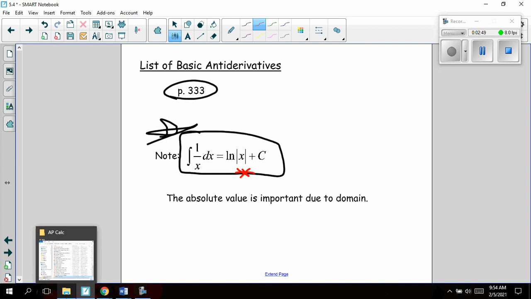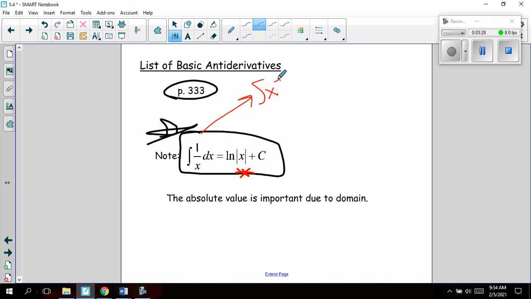In your textbook, page 333 has a huge list of all those antiderivatives. You may have many of these written down, especially if you had the page where you were keeping track of all your derivatives and antiderivatives. The one that I do want to point out, that we don't put in when we talk about the derivative of natural log, is that if I'm taking an antiderivative of 1 over x, your antiderivative is really the natural log of the absolute value of x and then plus c. And just to help you remember how this happens, if you have 1 over x, it's really x to the negative first.